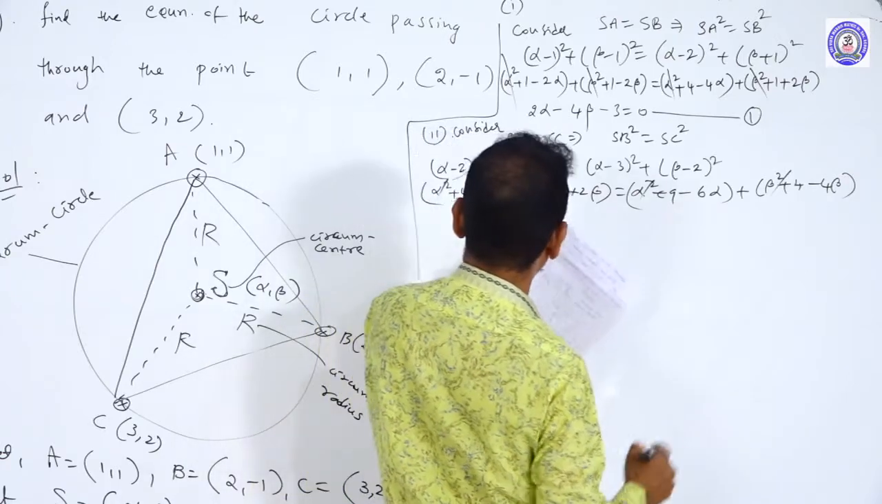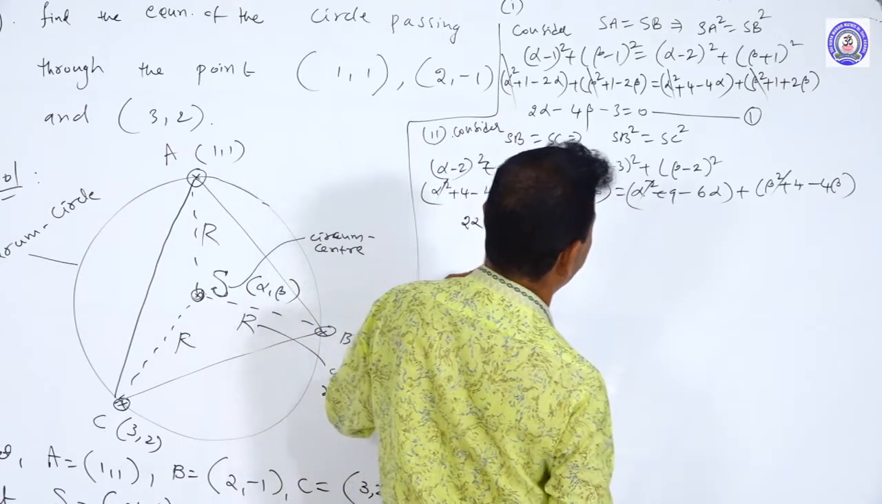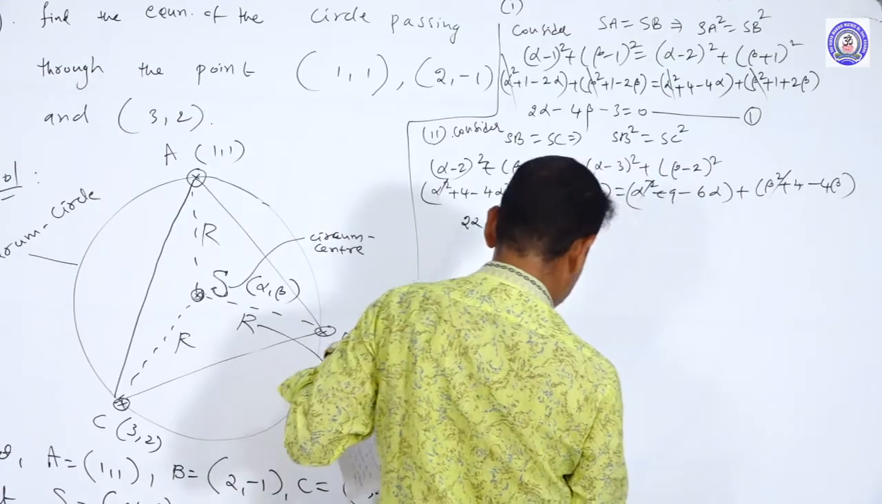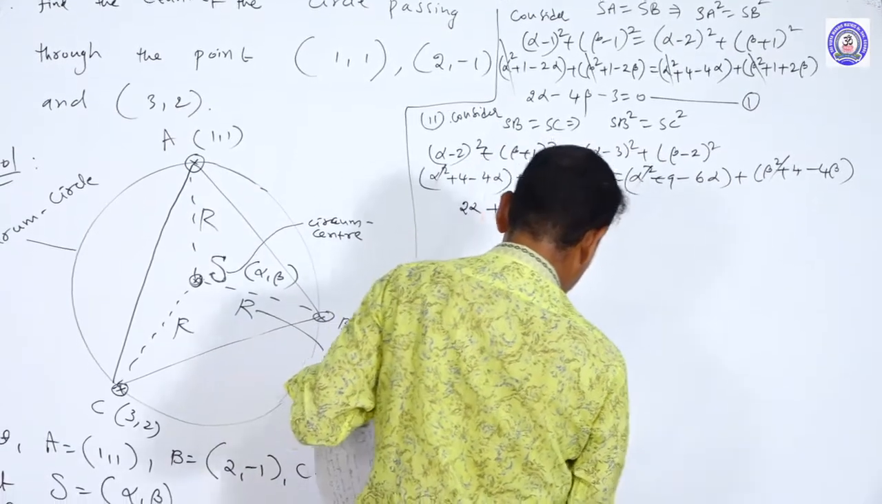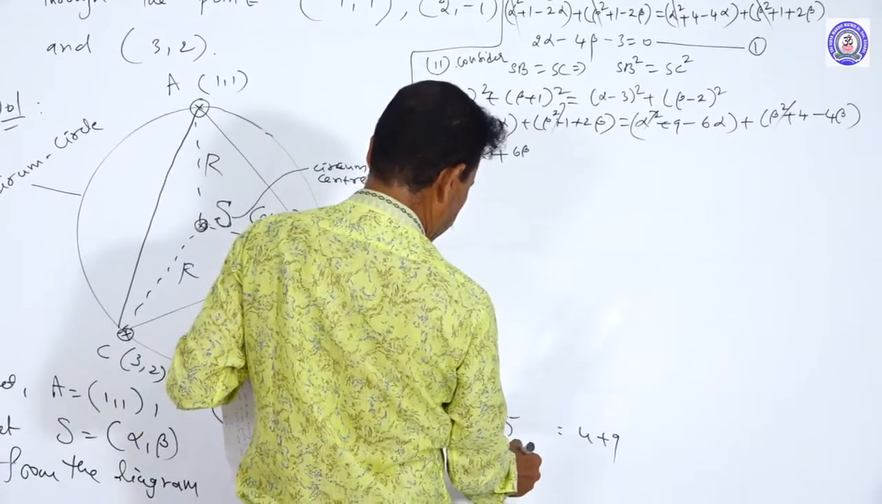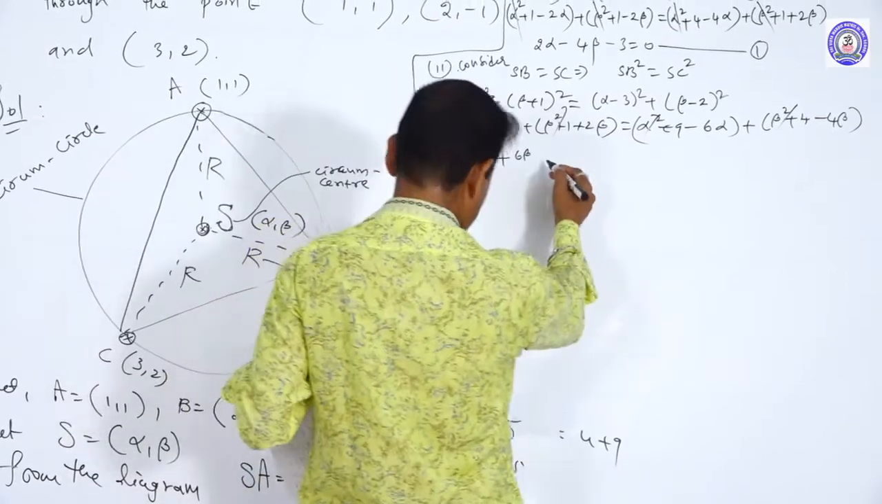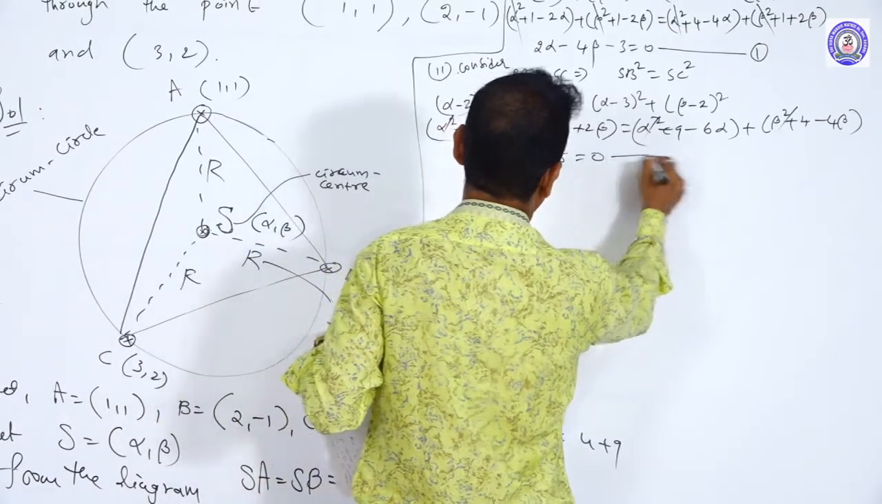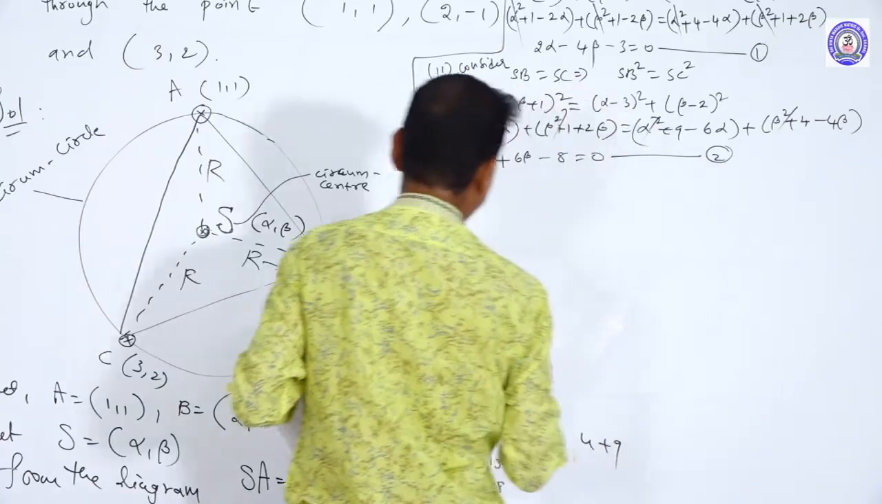Constants: here 5 on the left side, right side 4 plus 9, 13. Minus 13 plus 5 is minus 8, equal to 0. This is the second equation.